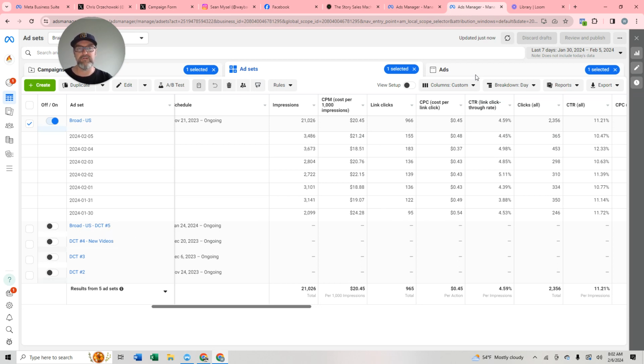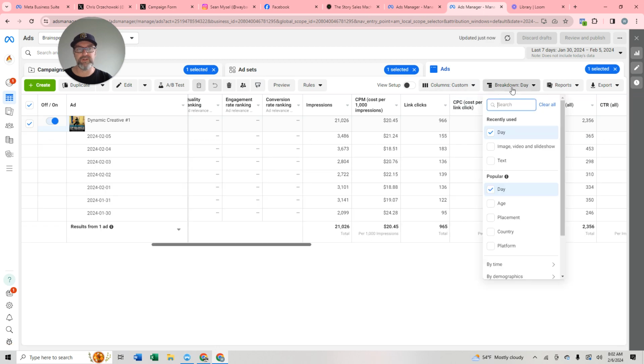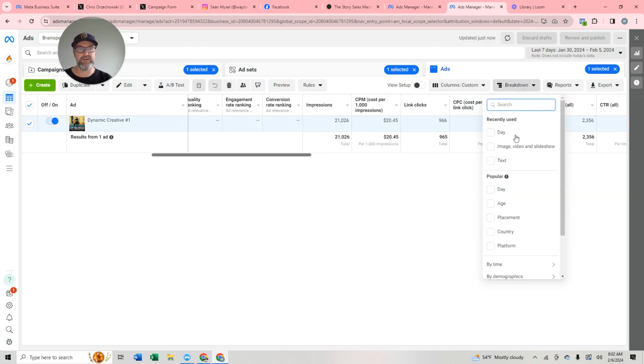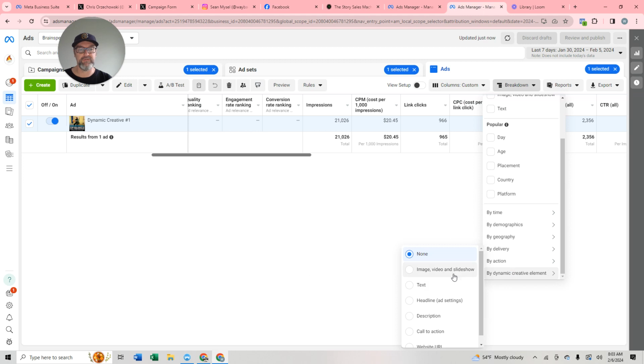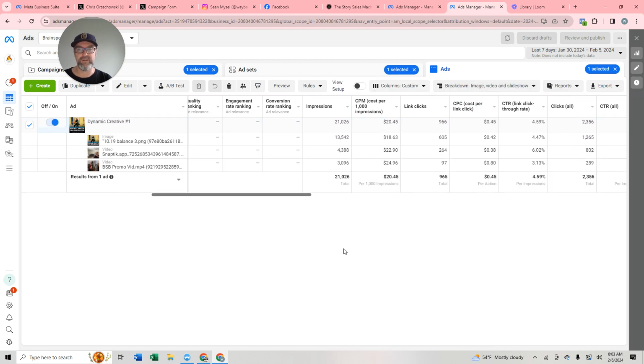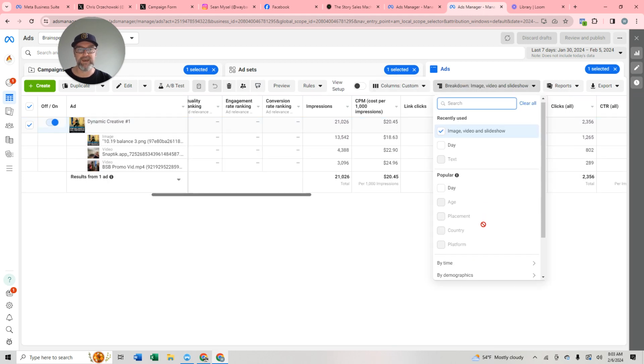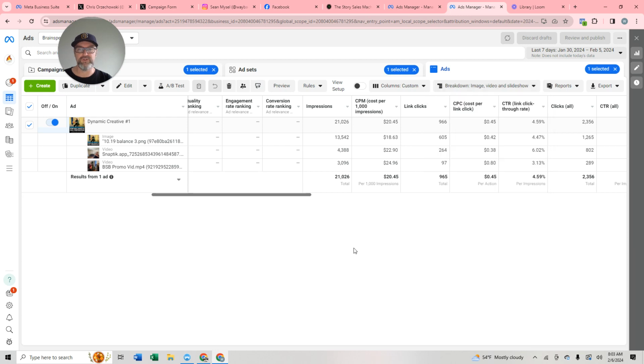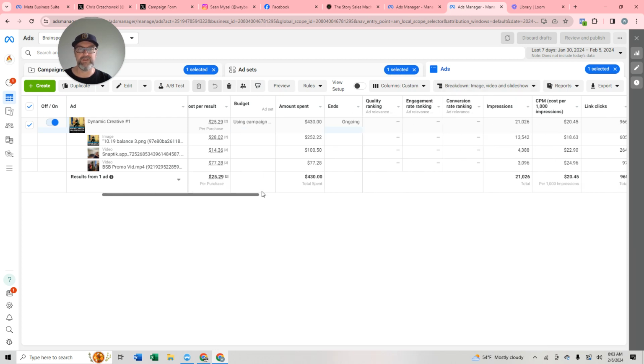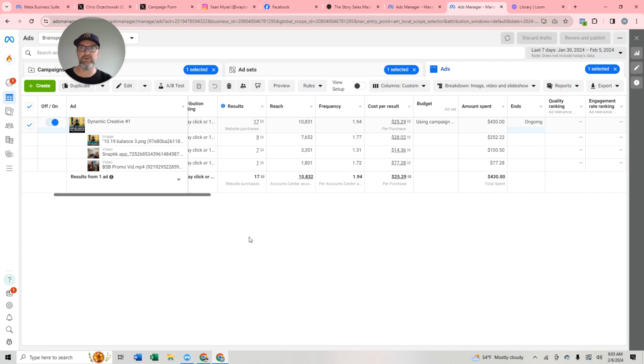And then, going back to this, we can break down the elements by image, by text. And what you want to do is try to give each element at least, I'd say, $150 to spend. It depends what you're selling, depends on the cost. But that is breaking down how to evaluate the performance of your campaigns.